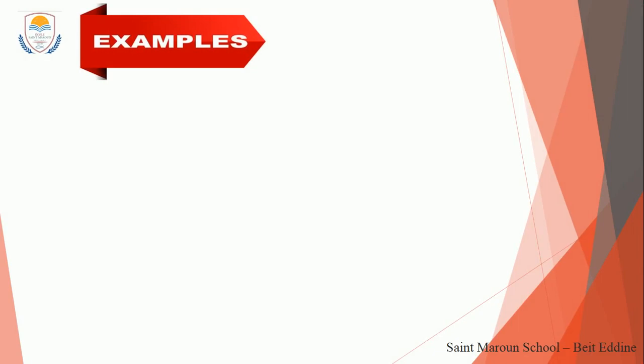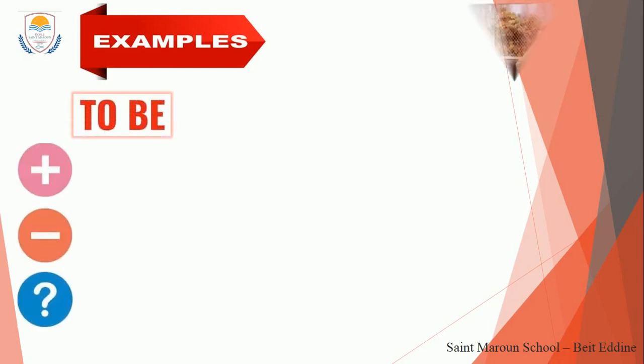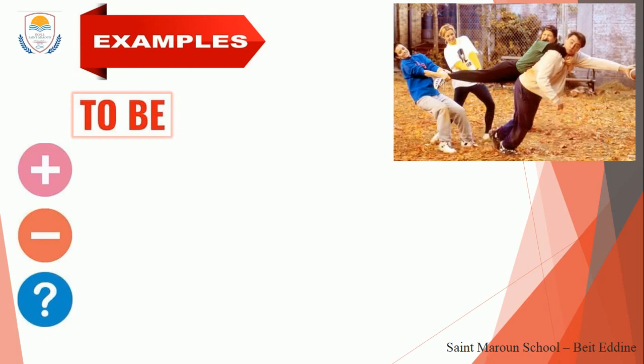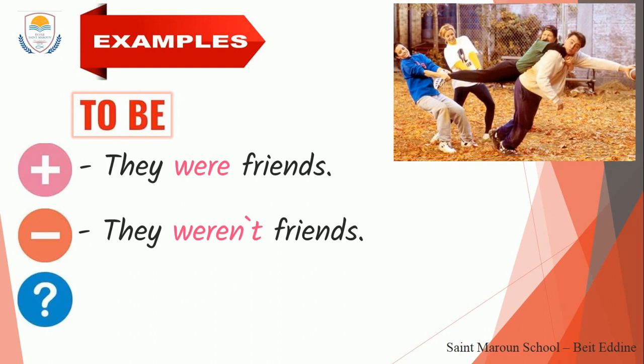Let's see a set of examples with the verb to be. Look at the picture. A positive example: they were friends. They takes were because it's plural. They weren't friends, not sticks with were. The question form: were they friends? I put the helping verb in the beginning to change it to a question, with the question mark.